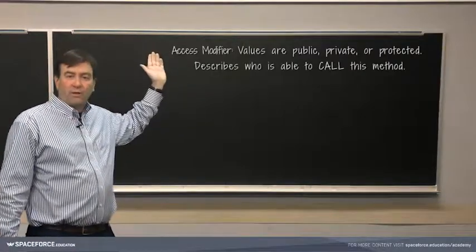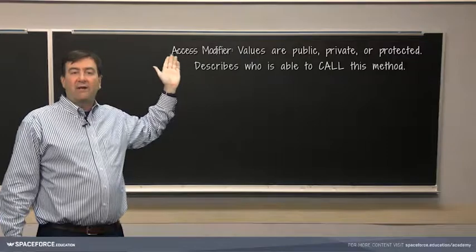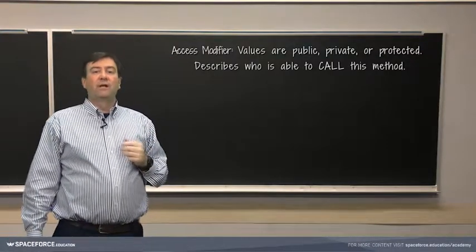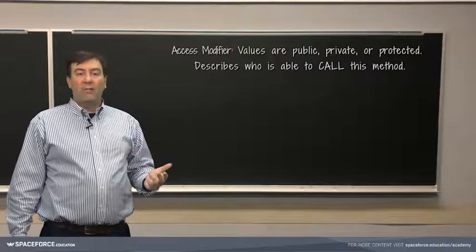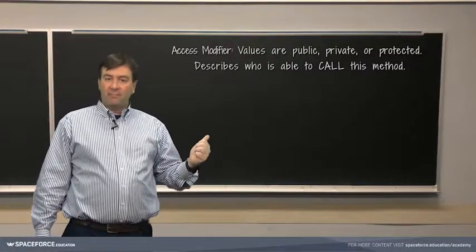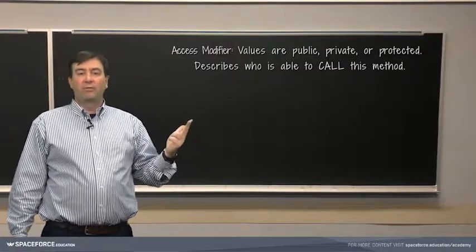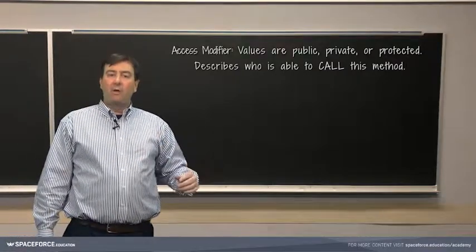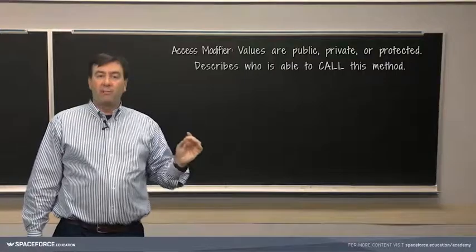The first word is the access modifier of the method. Access modifier refers to who can call the method. Values can be public, private, or protected. We're going to learn about this later. For now, make all of your methods public.